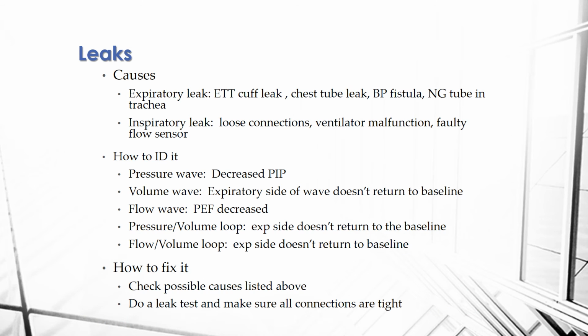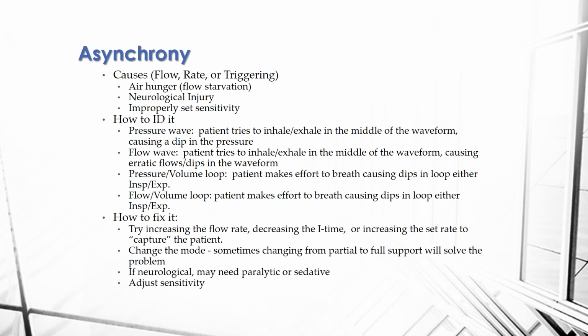Leaks. We all know about leaks. Just so you know, for expiratory leaks, you consider leaks around your ET tube cuff, chest tube, fistula, maybe somebody put an NG in the trachea instead of the esophagus and it's just going out to atmosphere. Inspiratory leaks, you just want to look at your connections, look at your circuits, check your sensors. You can identify it a couple different ways. You can just read through that if you want. And how do you fix it is basically you check all this, check your machine, check the patient, and you can do a leak test if you still can't locate it, and when all else fails, just get a new one. Not a patient, a new ventilator.